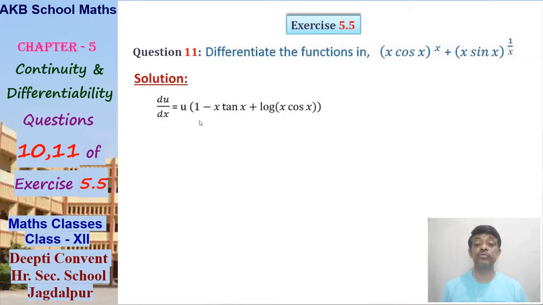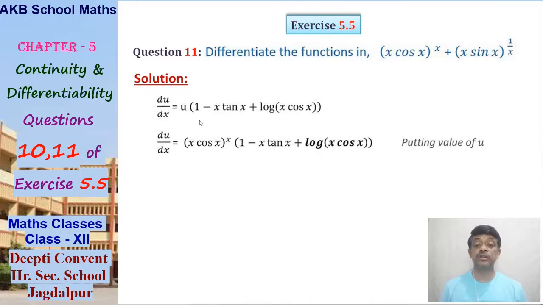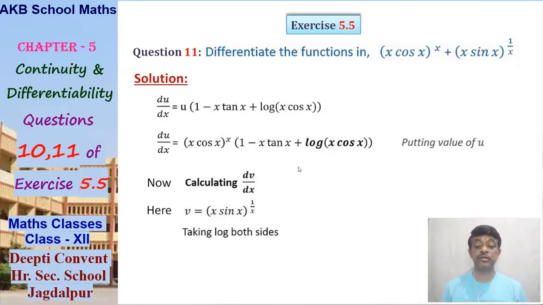Now put the value of u equal to (x cos x)^x. So this was the value of du by dx. Clear? Now we have to calculate dv by dx. Now calculating dv by dx, here v equals (x sin x)^(1/x), also taking logarithm because a power is there.